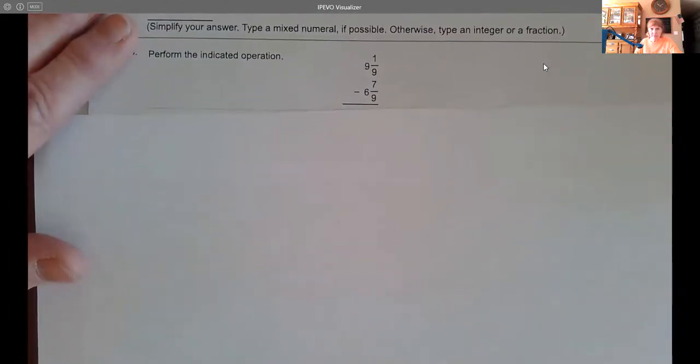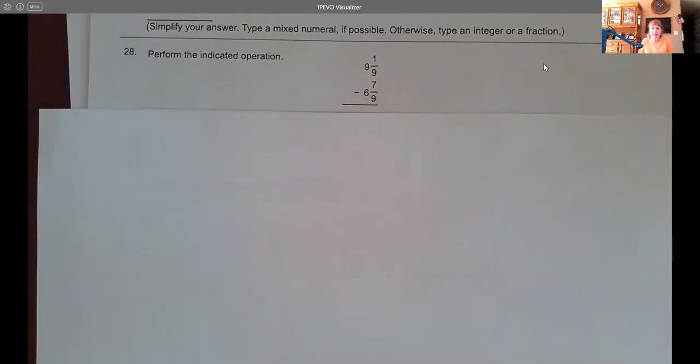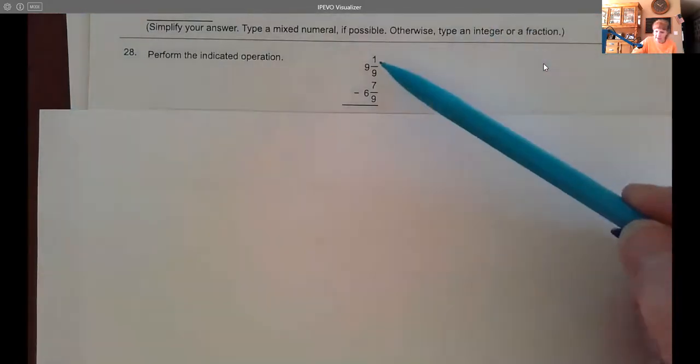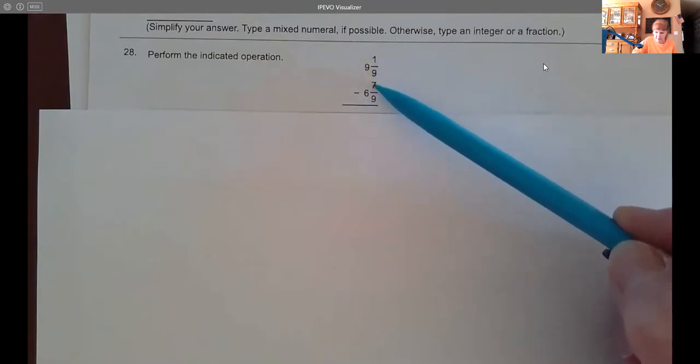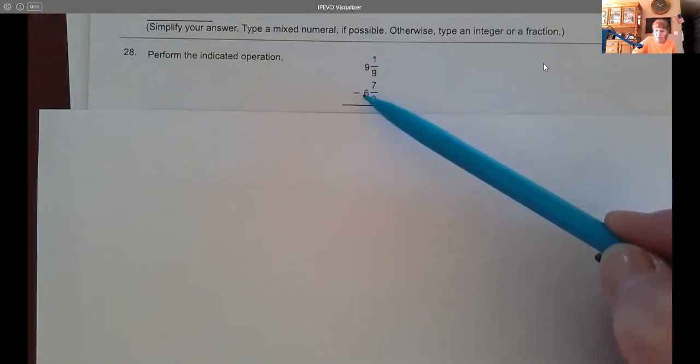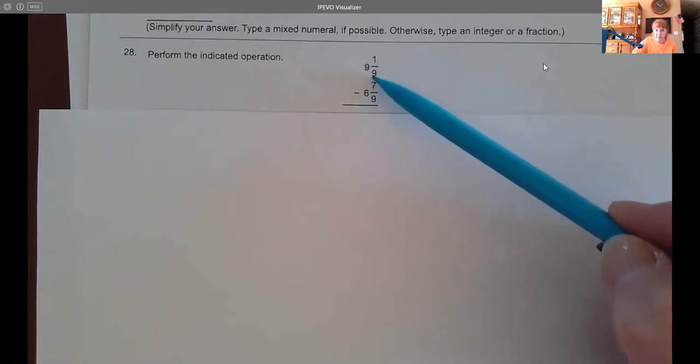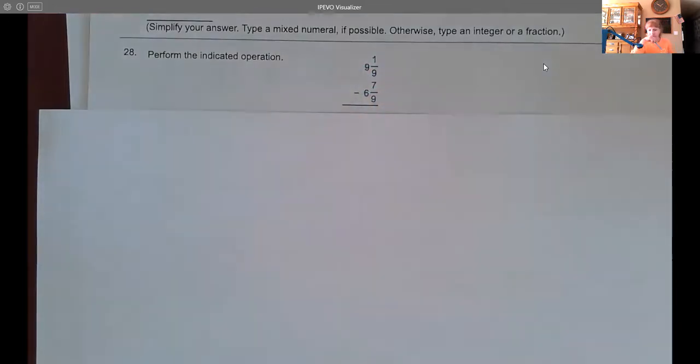Okay. I have 9 and 1/9, 6 and 7/9. And again, check. Here, the 9 is larger than the 6, so I've got that fraction on top. You don't look at these numbers. You look at these to see which one is going to be the higher one, written on top, and this one underneath. You look at the 9 and the 6. That's good. Oh, they have a common denominator. That's awesome. The problem is you cannot take 1 minus 7. So we're going to have to borrow.